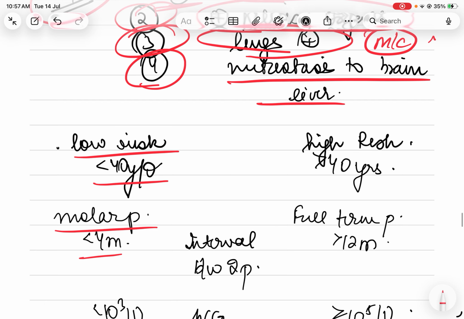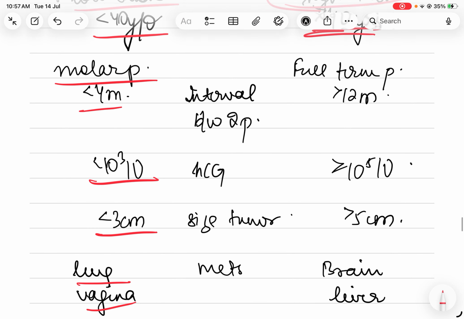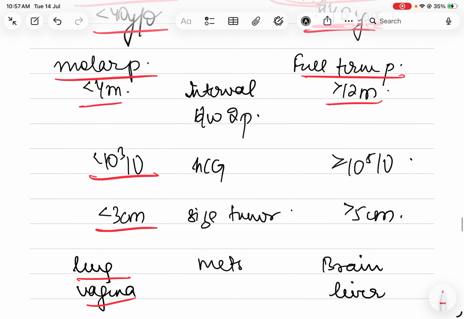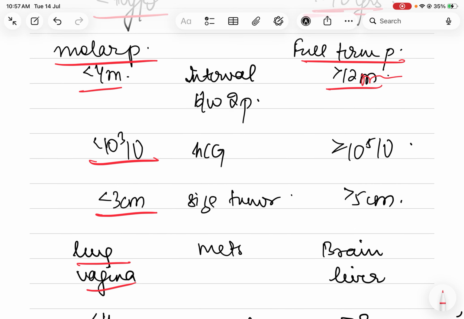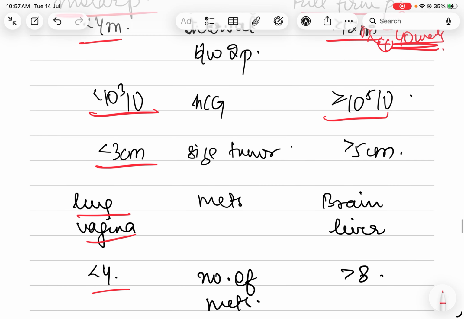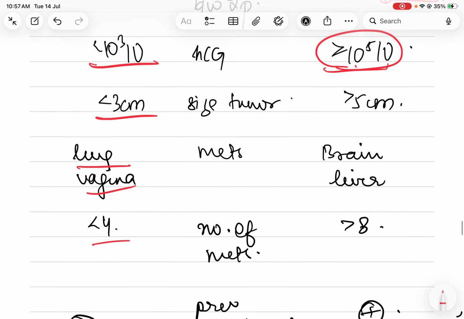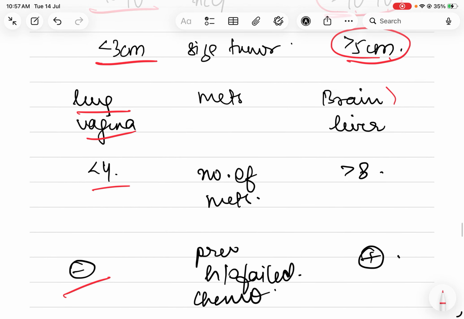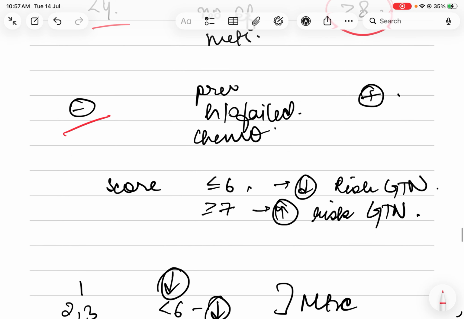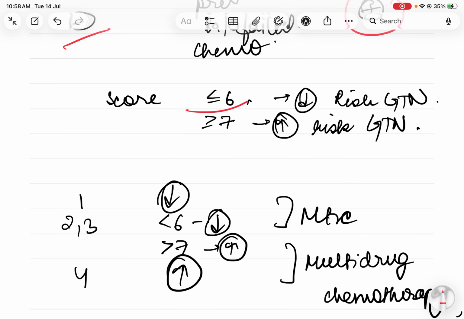And high risk means: more than 40 years, full term pregnancy, greater than 12 months since the pregnancy, like full term pregnancy, right? Okay, our 40 weeks. Okay. 40 weeks plus. HCG value more than or equal to 10 raised to power 5, size of the tumor more than 5 centimeters, brain or liver metastasis, number of metastases greater than 8, previous history of failed chemo is present. Okay. If the score is less than 6 then low risk, and greater than 7 then high risk.